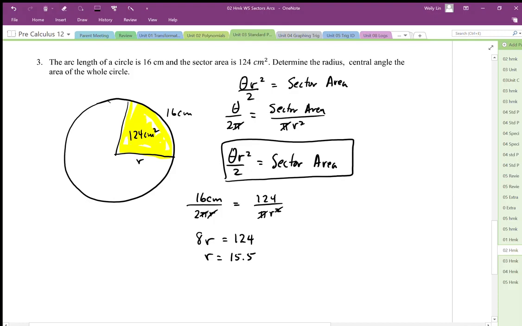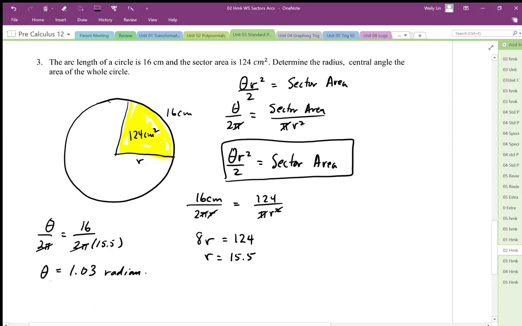So there's my radius. I can work out my central angle now, because I know that the central angle theta over 2 pi is equal to the part arc, 16, over 2 pi times the radius. The 2 pi's cancel out, so the angle is equal to 16 over 15.5, and that works out to be an angle of 1.03 radians.